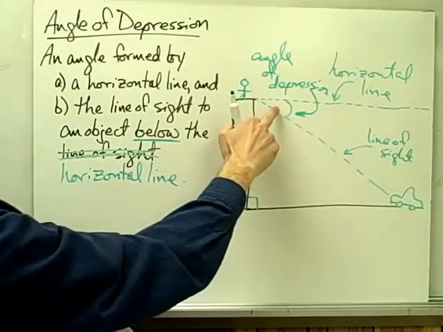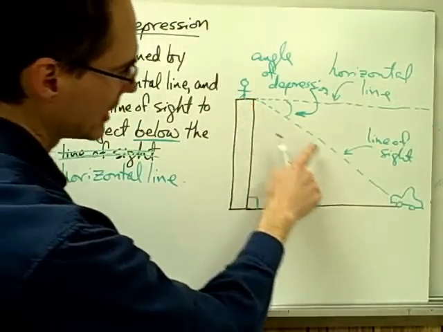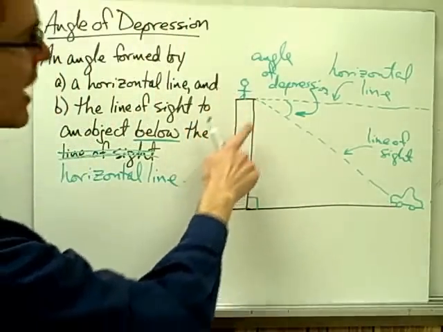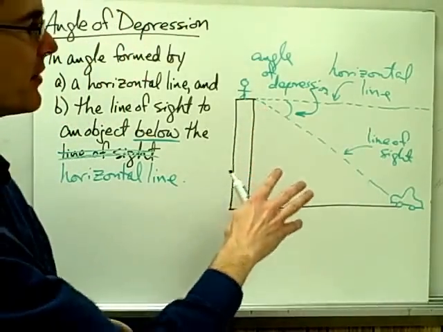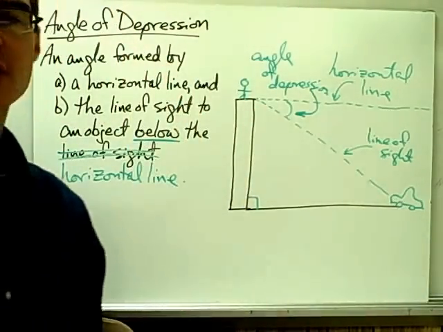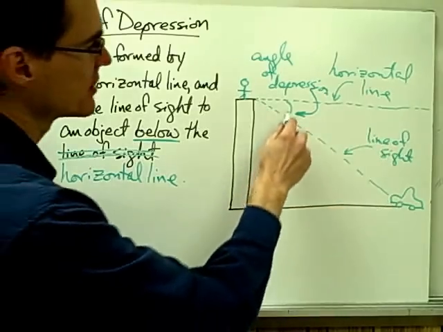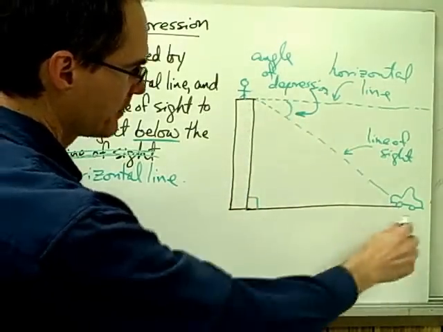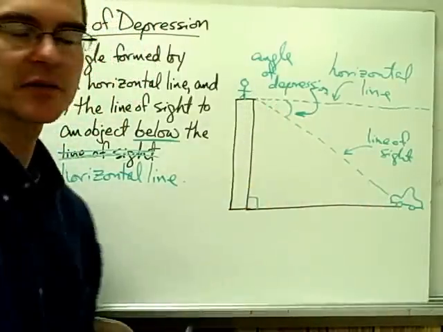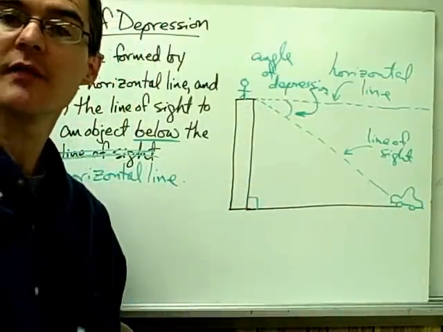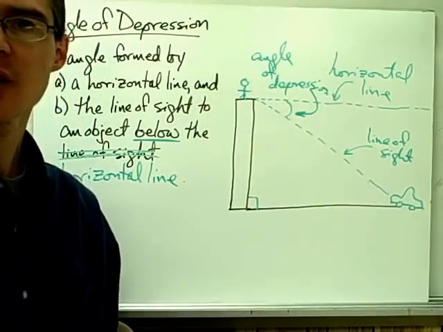So you can see my angle of depression is formed by a horizontal line and the line of sight to an object below this horizontal line. Now, the thing that makes the angle of depression a little bit more challenging than the angle of elevation is that in my picture here I have a right triangle, but my angle of depression is not one of the angles inside my triangle. It actually lies outside of my triangle.